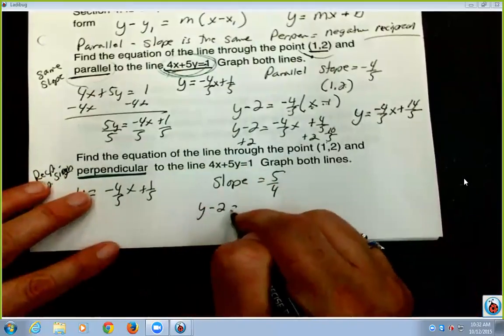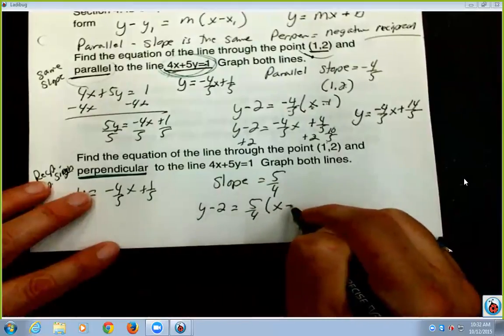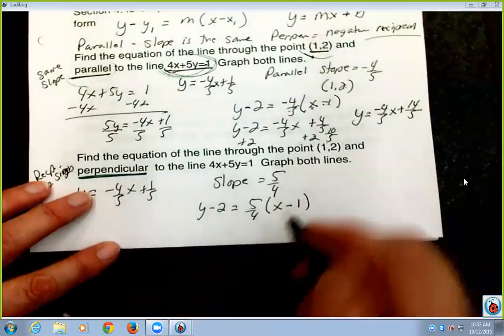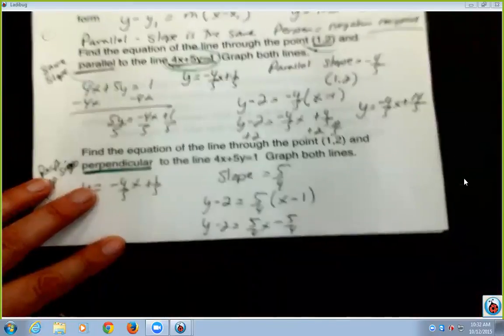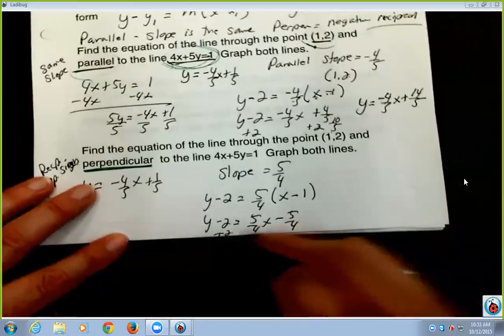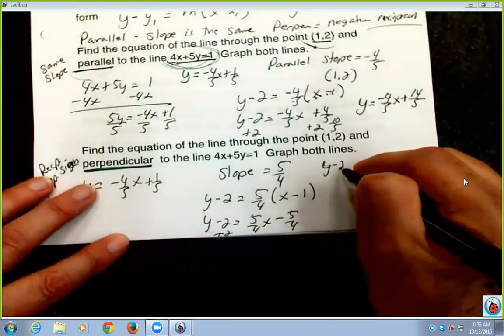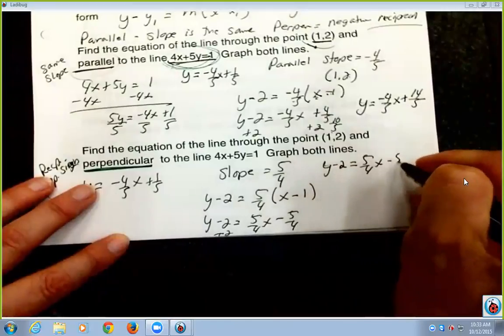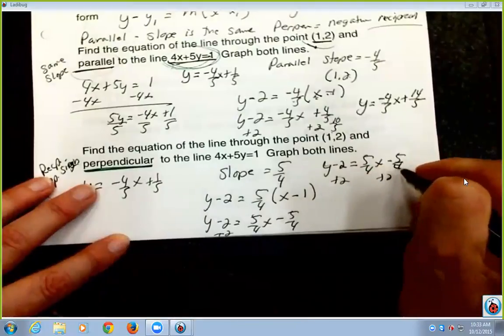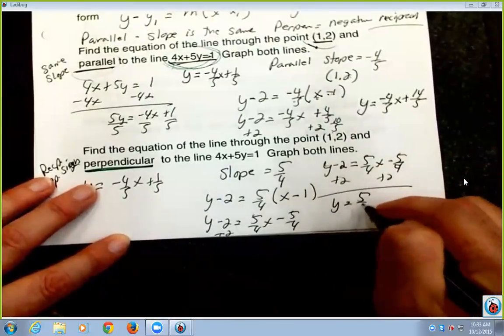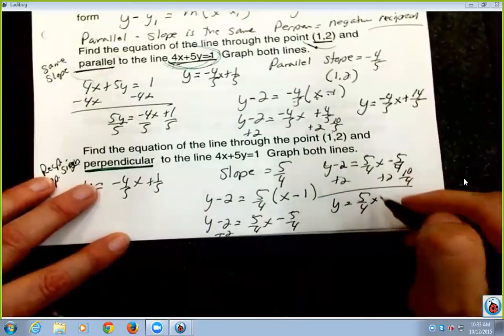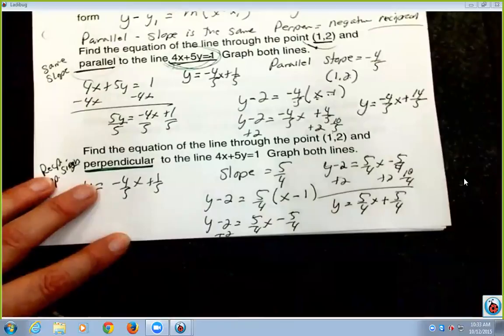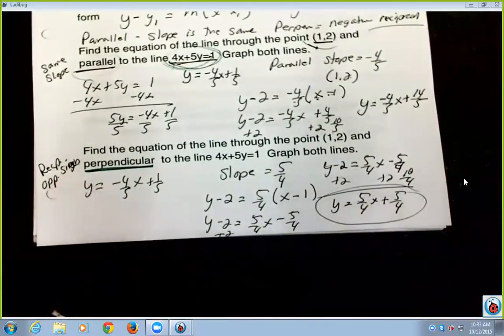So y minus 2 is equal to 5/4 times x minus 1 on my point. So y minus 2 is equal to 5/4 x minus 5/4. Add 2. So I'm adding 2 to both sides. Leaves me with y equals 5/4 x. This 2 becomes 10/4. 10/4 minus, take 5/4 away from it, is a positive 5/4. And so that becomes my equation. Okay? So far, so good? Okay.